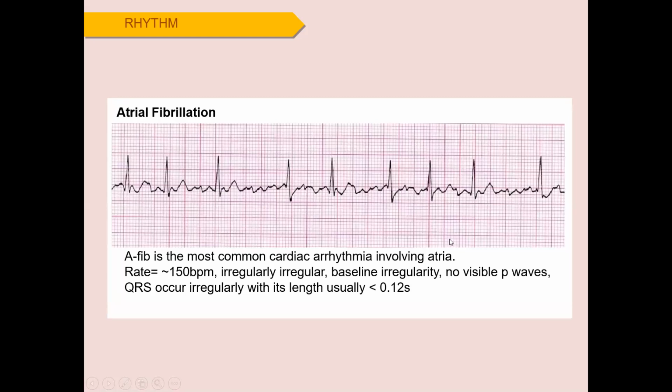Atrial fibrillation, where there is no fixed P wave and the atria are depolarized by multiple foci, so multiple areas are activating the atrial rate. In this cardiac arrhythmia the atrial rate is usually more than 150 per minute. It is irregular. You can see that the baseline is irregular, no definite P wave is visible, and QRS also occurs irregularly, with a width usually less than 3 small squares.